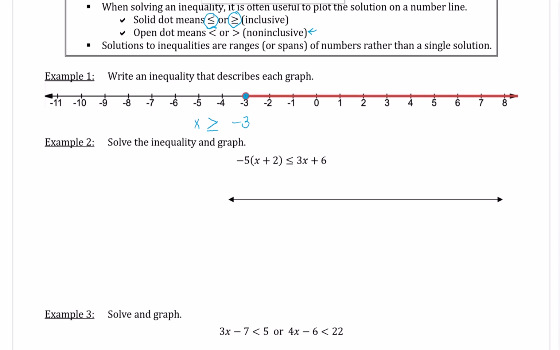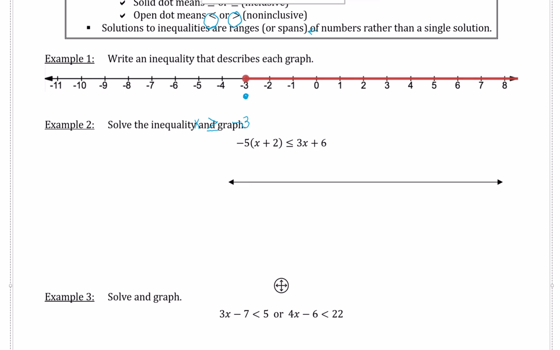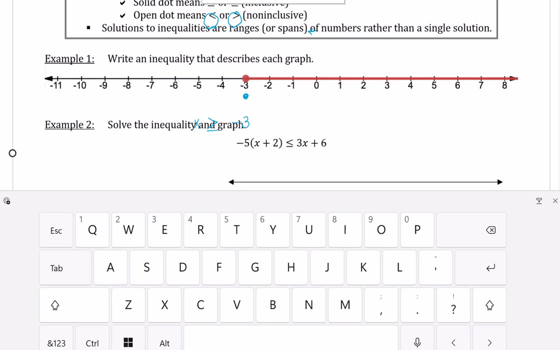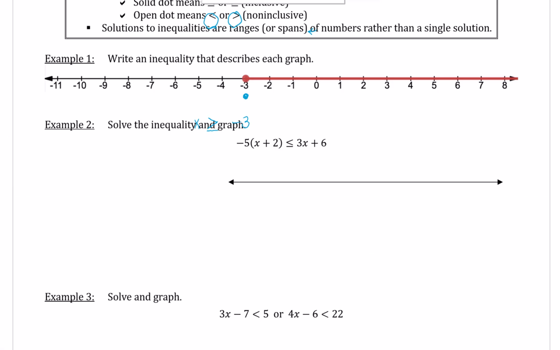All right, when we're solving, the main rule that we want to remember is that if we multiply or divide both sides by a negative, then we flip the inequality. And we're trying to get the variable on the left side and the number on the right side. And we'll talk about why we want to do that.